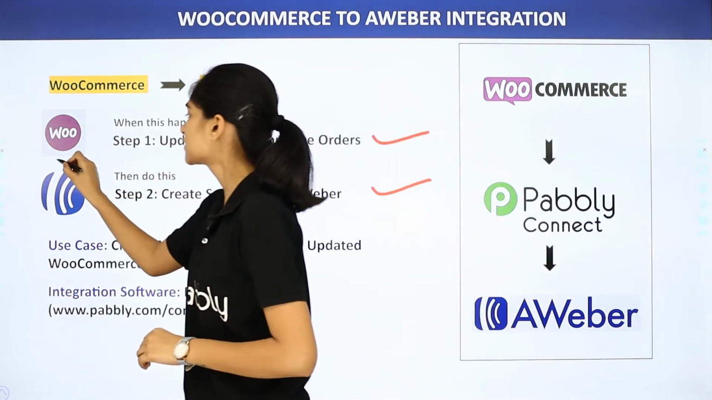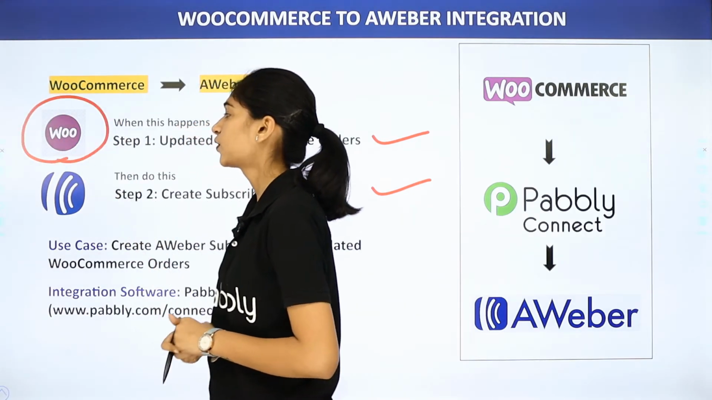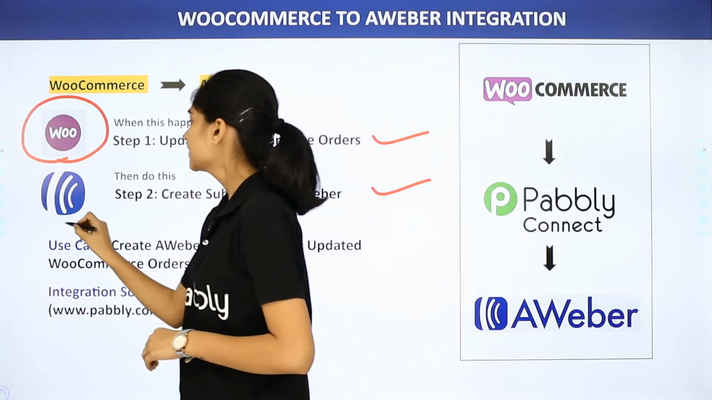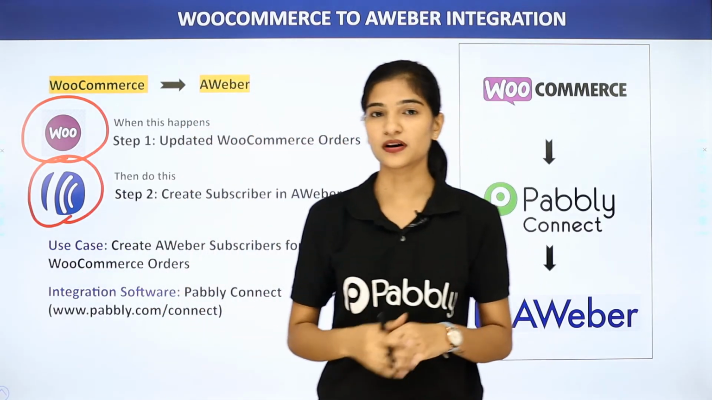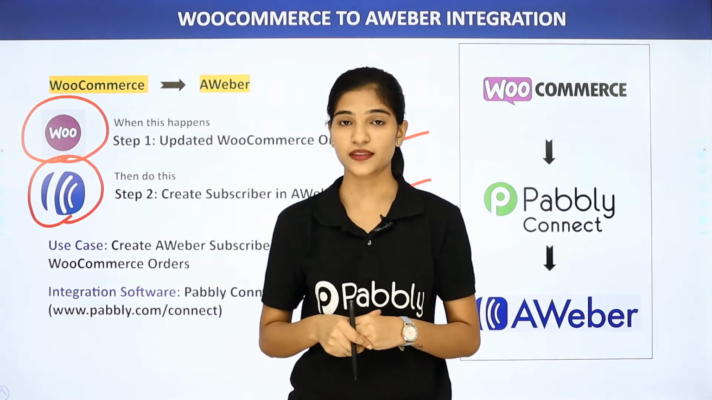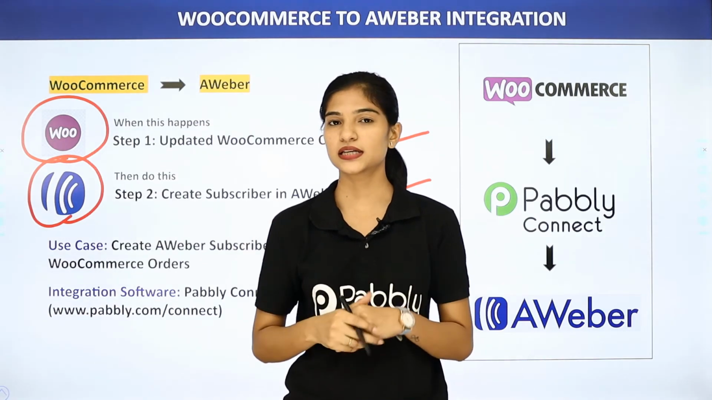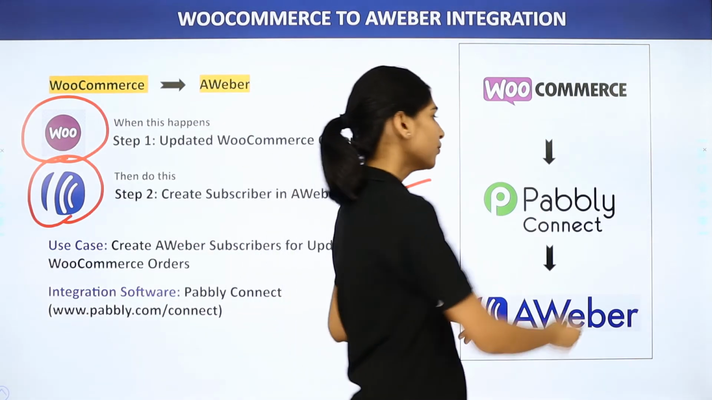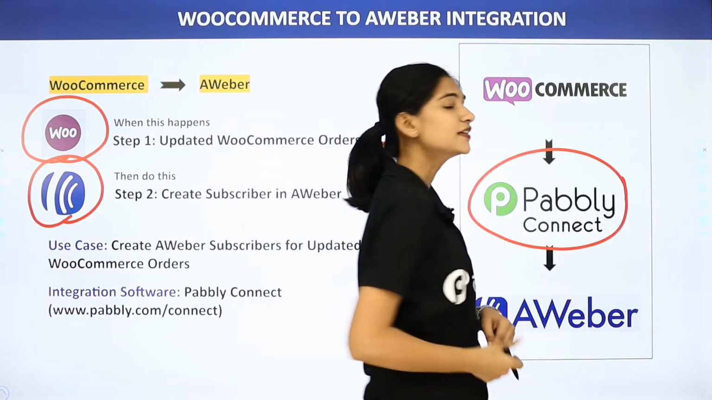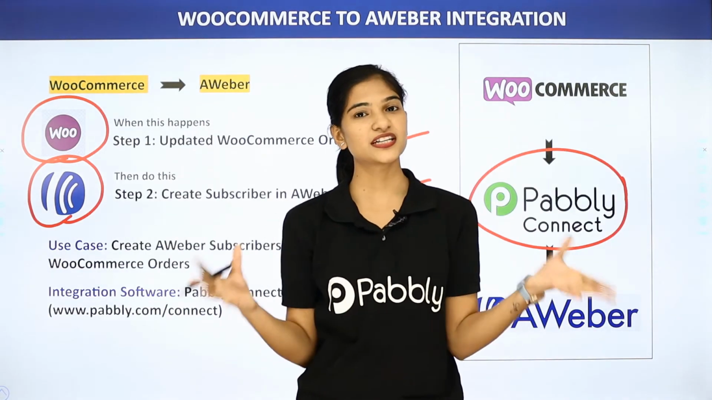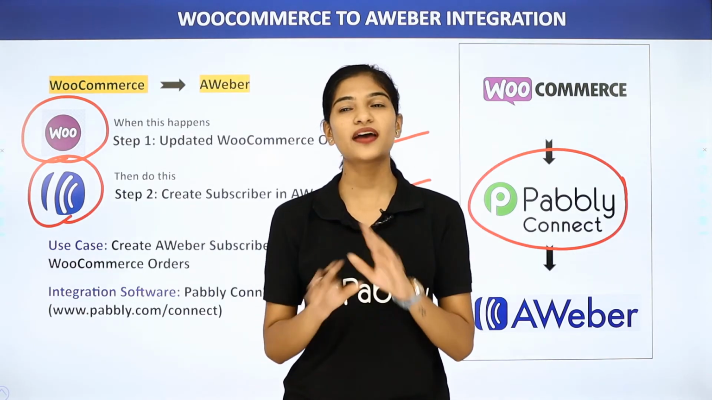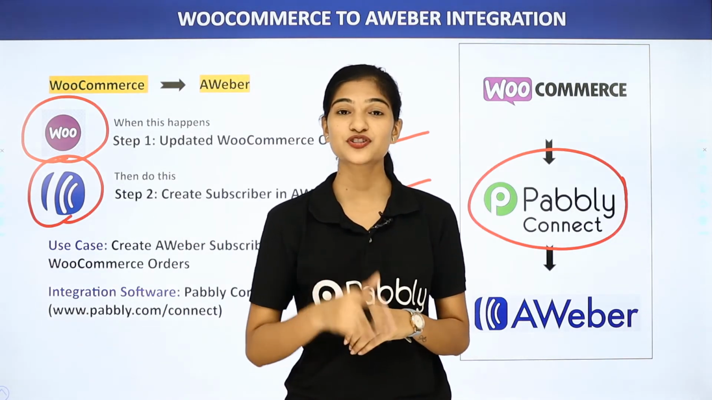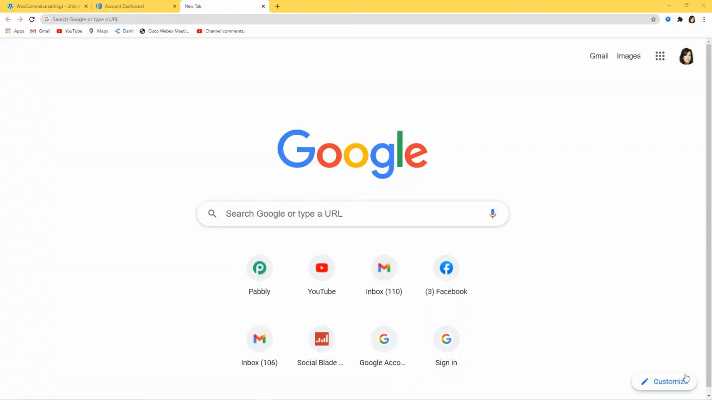So WooCommerce is a software application where you can set up your online store, whereas Aweber is an email marketing software. Although WooCommerce and Aweber have some native integration between them, this integration has certain limitations, and that is why we are going to use Pabbly Connect, a third-party application software to integrate both these software applications. The best part here is you don't require any knowledge of coding. So let me show you this on my screen.